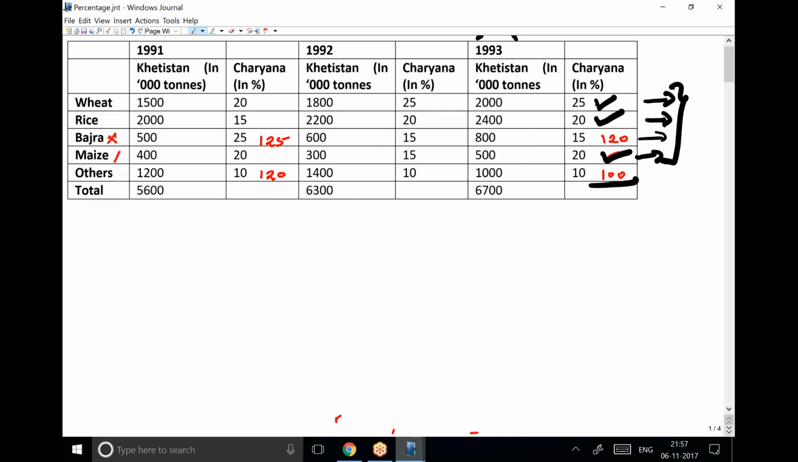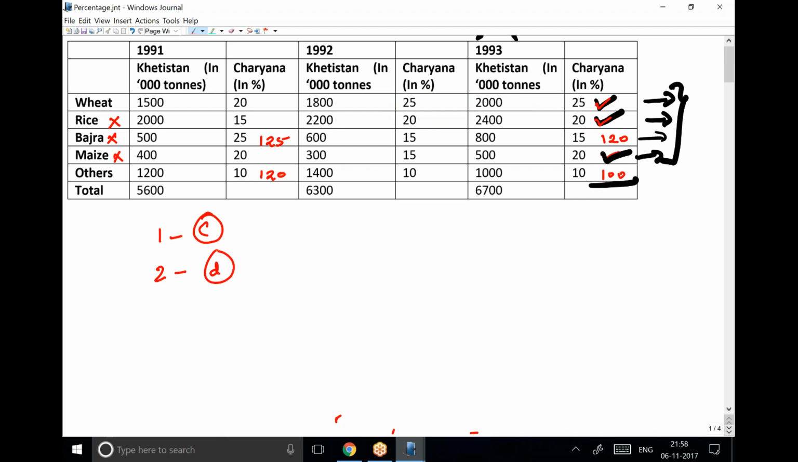So Bajra is not possible, maize is not possible. Look at another answer option which is given to us, rice. Even though you can see rice, it is also an increase here. So again it is not possible, because 20 percentage of 2400 is always more than 20 percentage of 2200. So there is no need to look further. So we can immediately say rice is also not possible. So the right answer for question number 1 is C, and for question number 2 is D for Delhi.